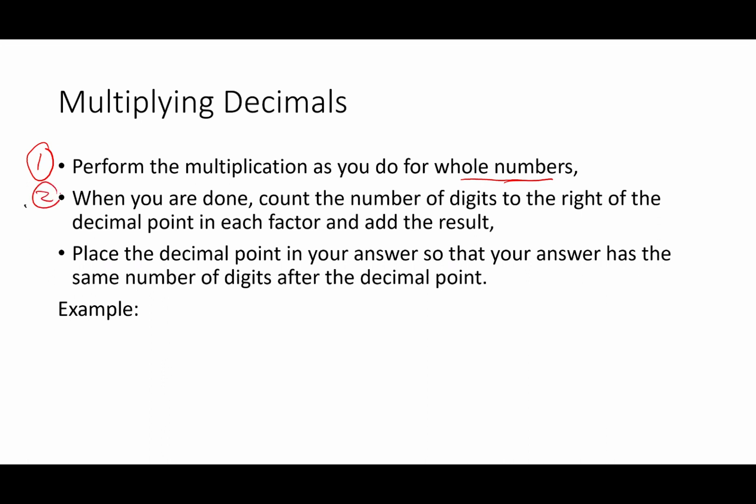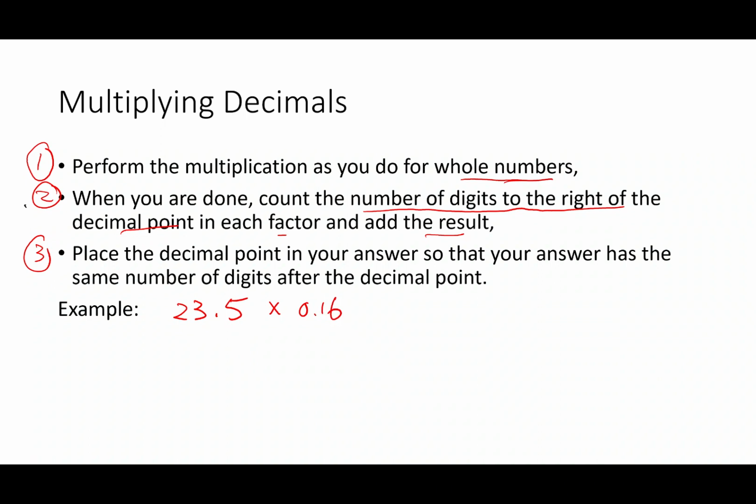When you are done, count the number of digits to the right of the decimal point in each factor and add up the result. Then you place the decimal point in your answer so that your answer has the same number of digits after the decimal point, right? So let's look at it step by step using an example. If you want to multiply 23.5 by 0.16, right?